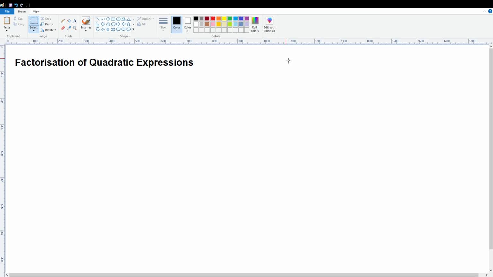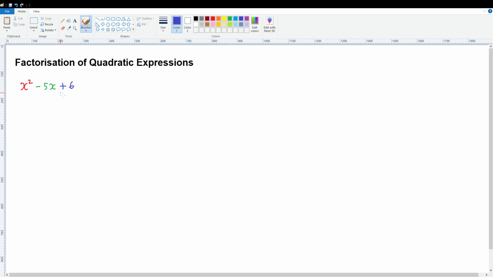Today I want to show you how to solve the problem, especially in factorization of quadratic expressions by using the table method. So first of all, I will give you one example here, that is x squared minus 5x plus 6.